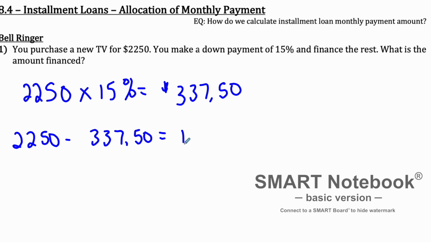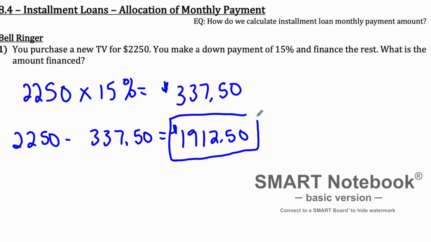Then you can take your $2,250 and subtract the amount that you put down as your down payment to give you a grand total of $1,912.50. So this actually answers the question of how much money you had to put down. You could also take your $2,250, whatever the amount is, and multiply that by the amount financed. So if you put 15% down, that means you're financing 85%. So if you take $2,250 times 85%, you will end up with the same amount.